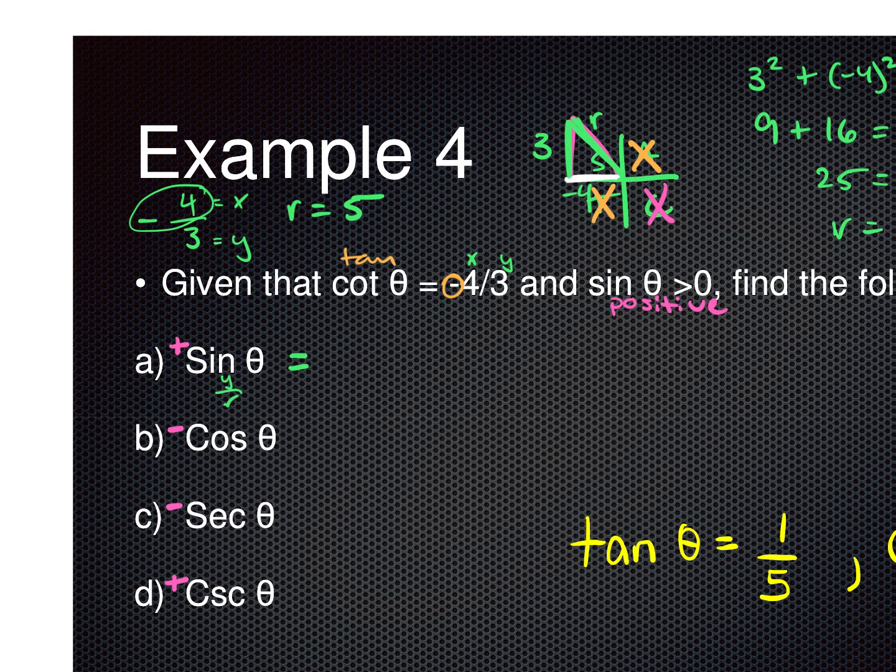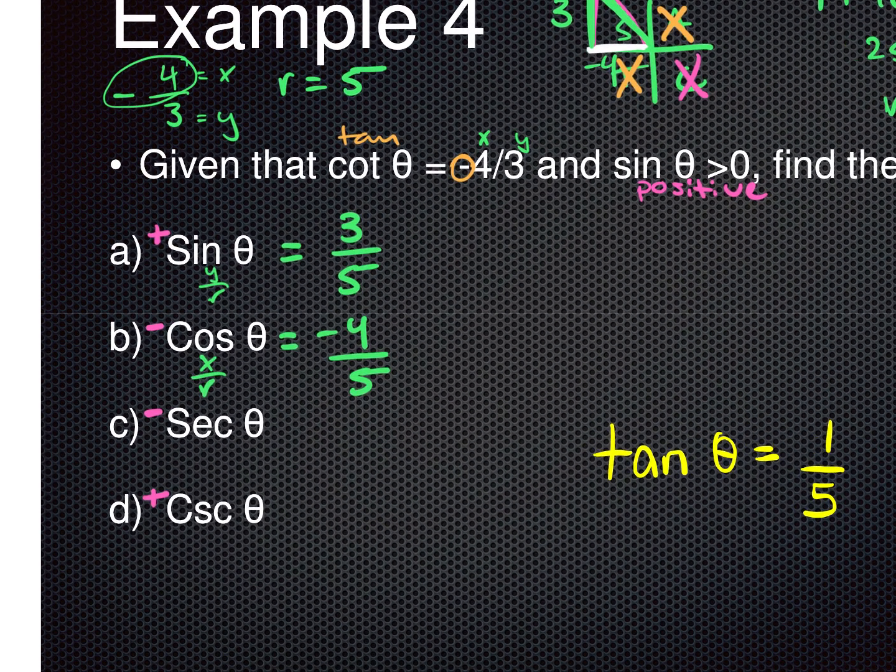Y over r, so it'd be 3/5, perfect. And we know that it's going to be positive, so +3/5. Cosine is what over what? X over r, which would be -4/5. And we said that it was going to be negative, which we have a negative number there, so we're good.